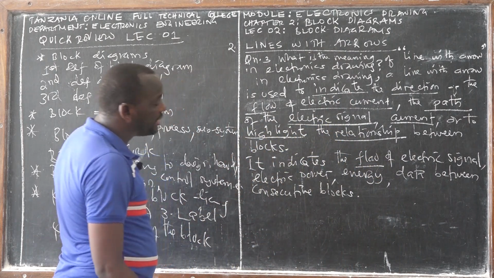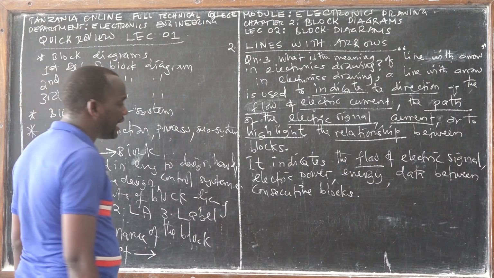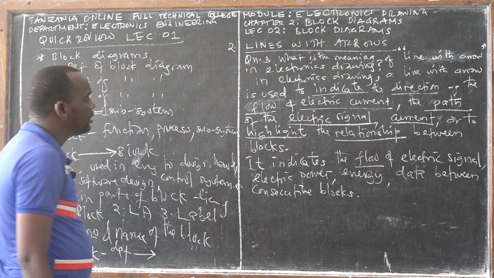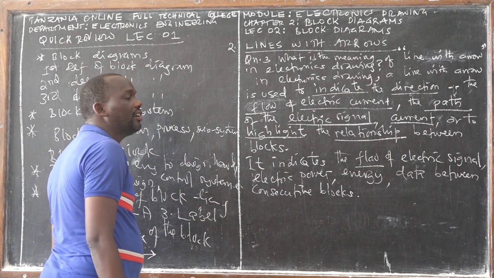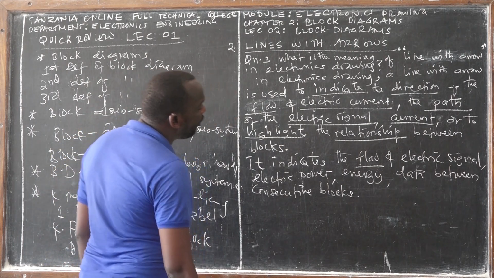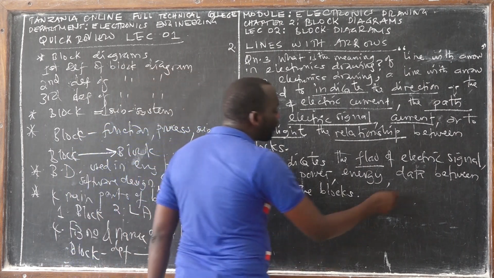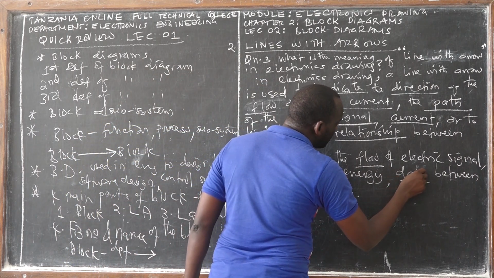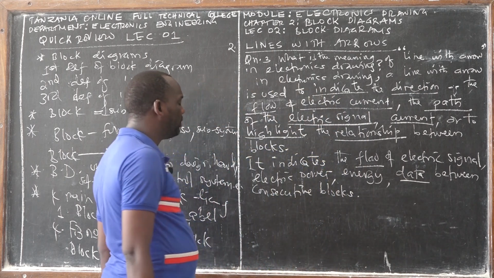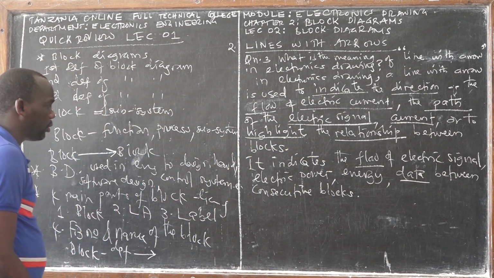Okay, so it indicates the flow of electric signal. Say electric signal. Say electric power. Or it indicates the flow of electric energy. Say electric energy. Or it indicates the flow of data. Say data. Between what? Consecutive blocks.